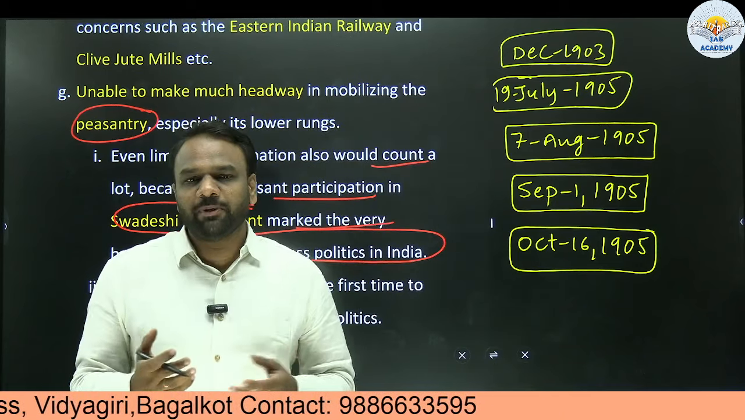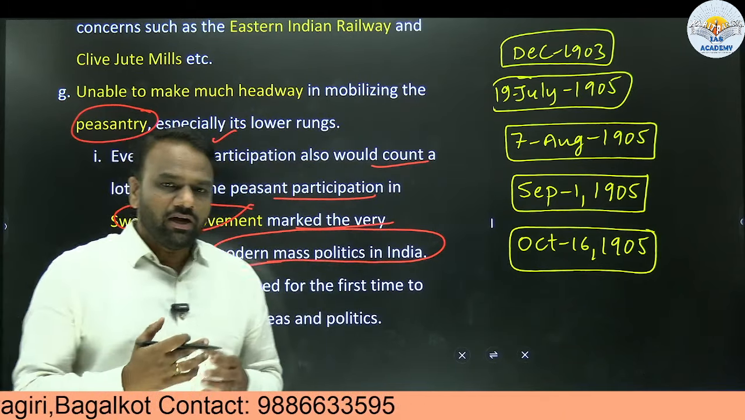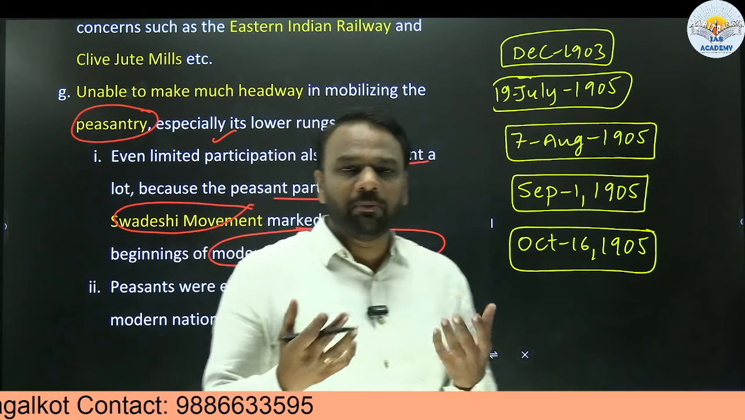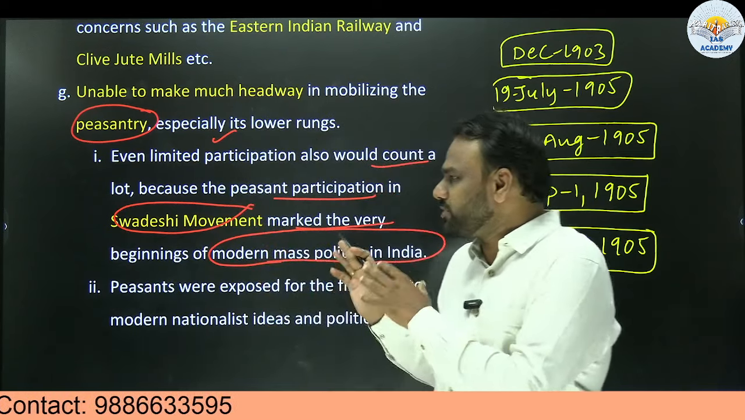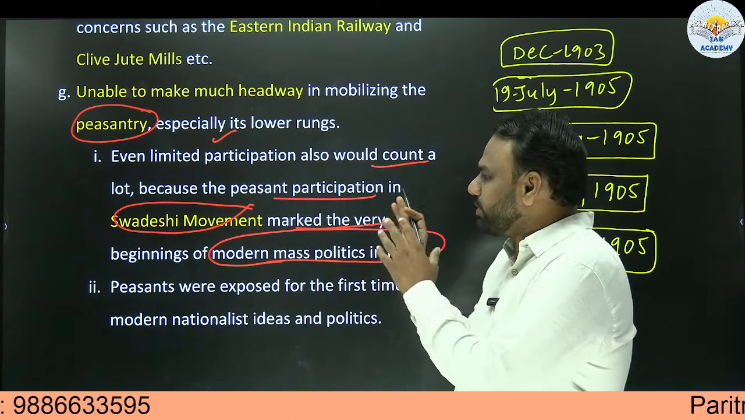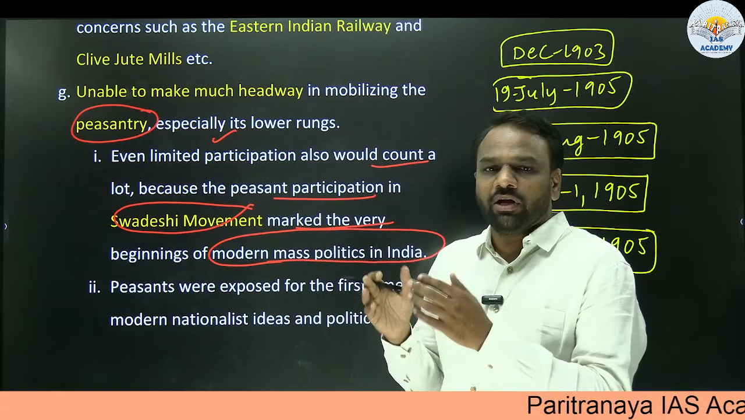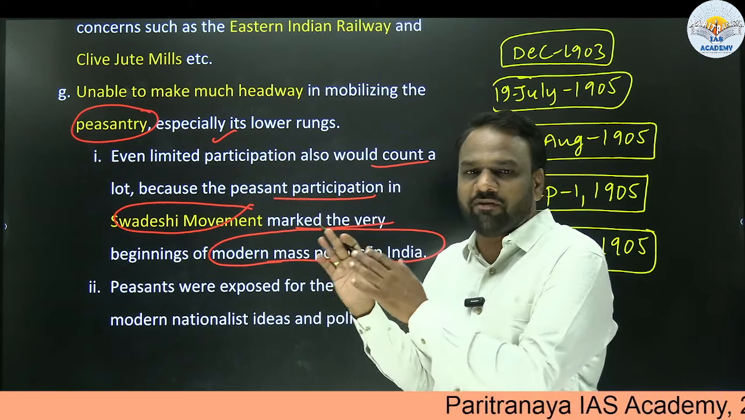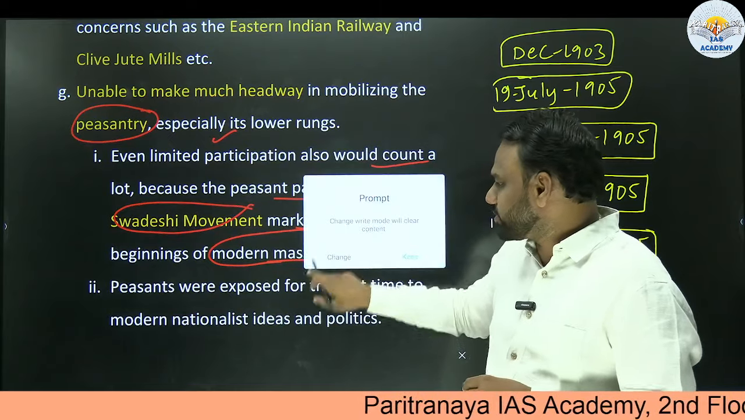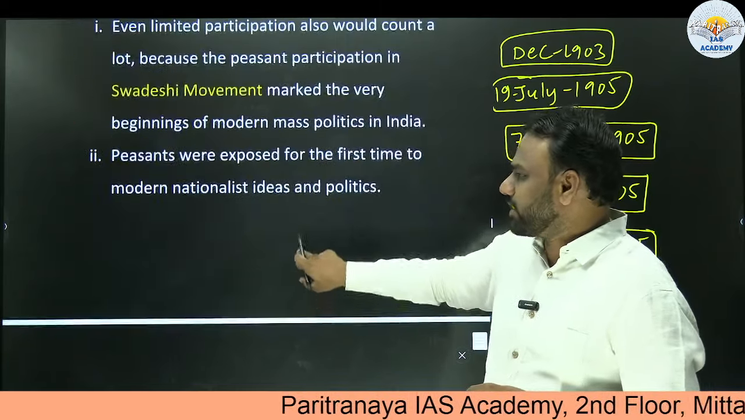A mass of people is required. But here, that mass can be generated only when the peasantry participates. So even though the participation was very less, the mass character was given to the Swadeshi movement because of the participation of peasants. Even though the participation may be less, it played a very significant role in giving the Swadeshi movement a truly mass character.